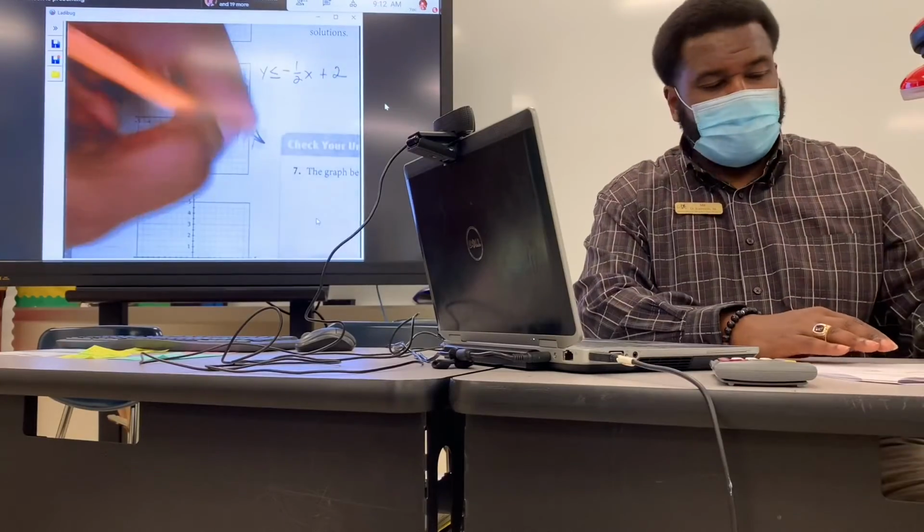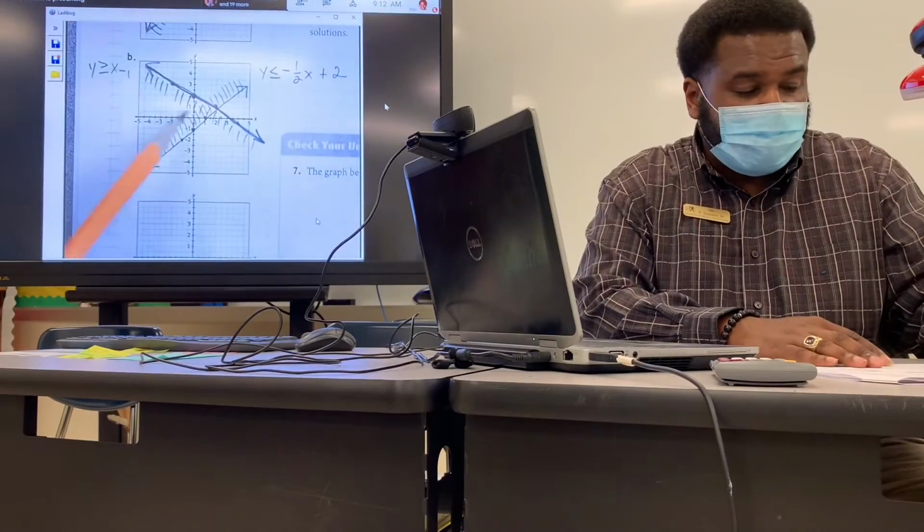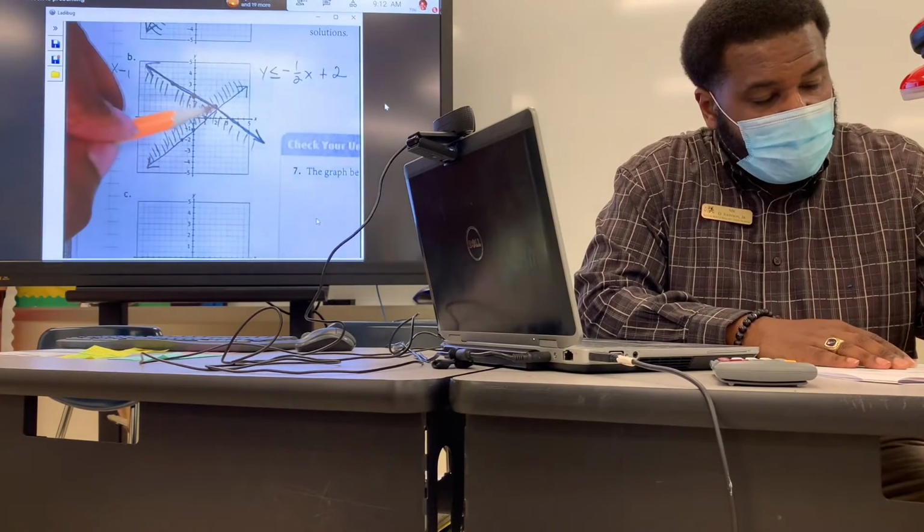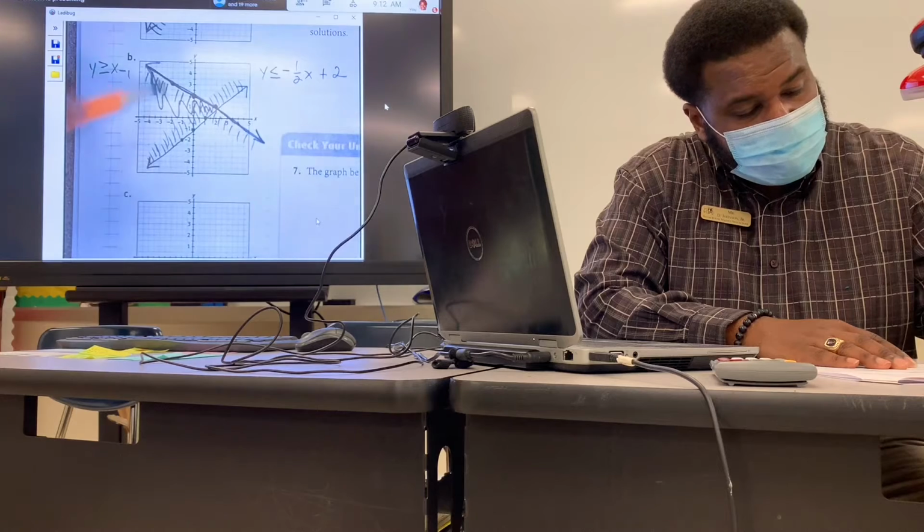And of course, you can see where these two intersect. You have this going this way, that going that way. So the solution would be all the ordered pairs in this region.